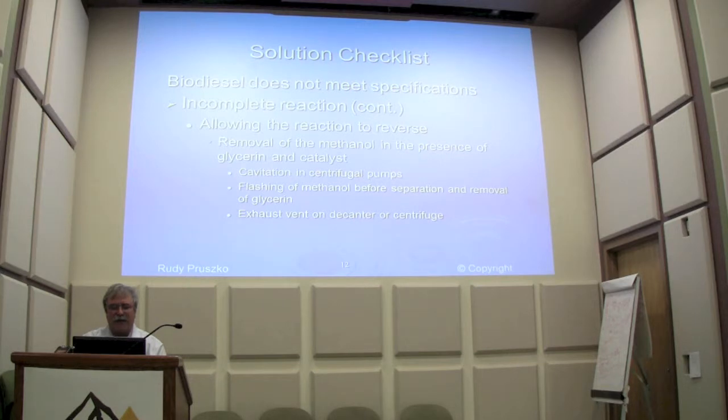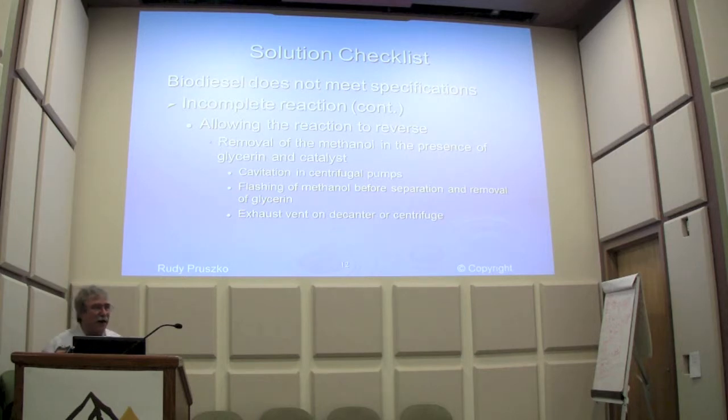One of the concerns you have if you have incomplete reaction is that you've allowed the reaction to go in reverse. And how do you do that? Well, there's a couple different ways. What happened is you somehow removed the methanol where there was still glycerin and catalyst in with the biodiesel, and the reaction goes the other way. If you remember that first slide I showed of the reaction, it had two arrows. They go both ways. That's why we throw extra methanol in, because we want it to go this way to make biodiesel. If you take excess methanol out, it wants to go back until there's equal amounts.